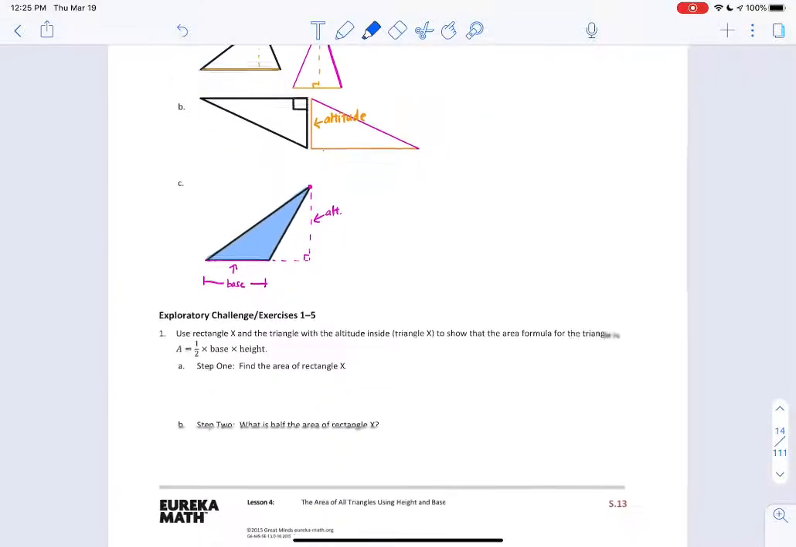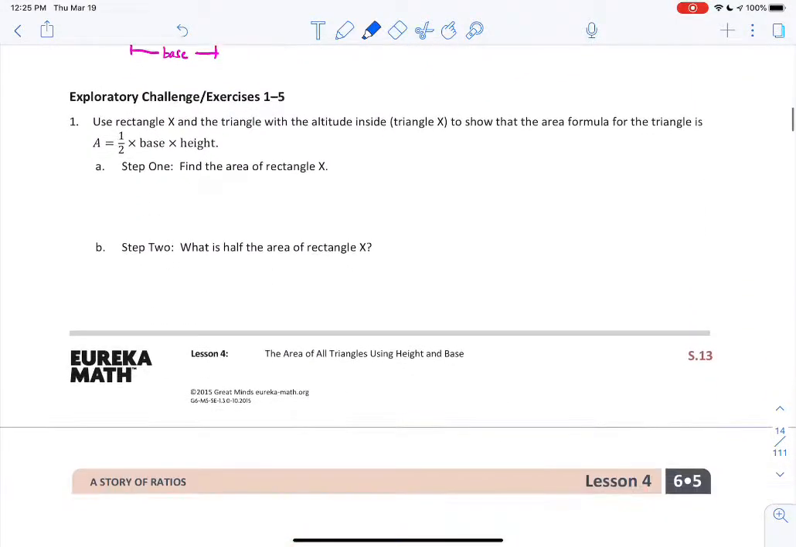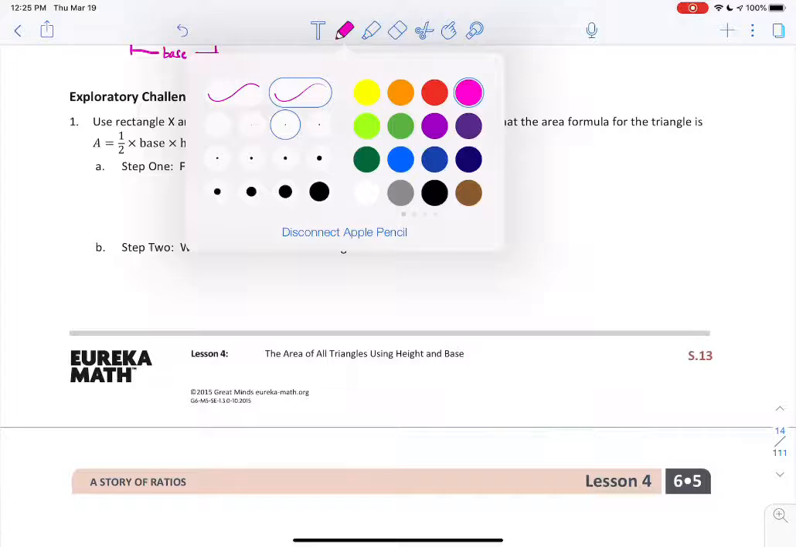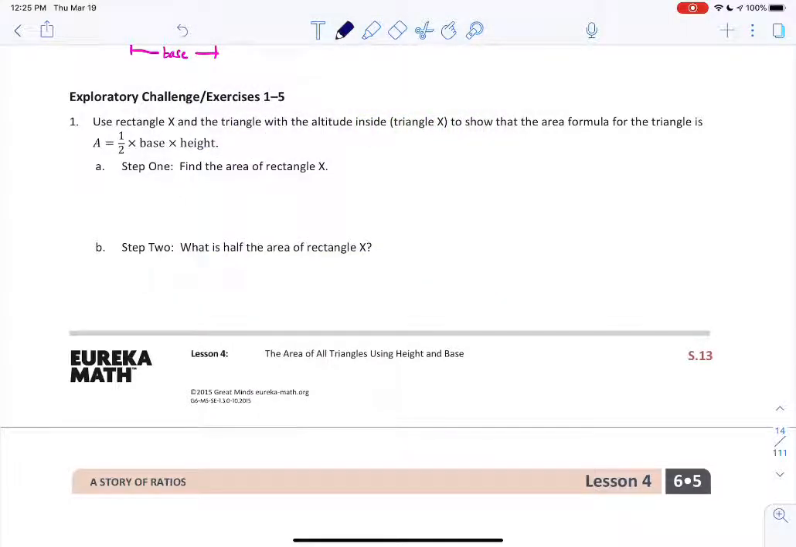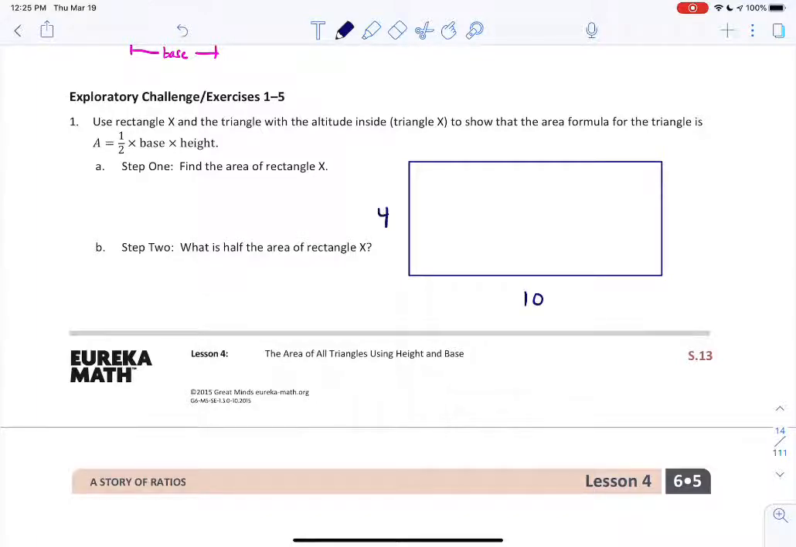Okay, moving on. Exploratory challenge. These exploratory challenge problems, unfortunately, just don't work through these videos. So I'm just going to give you the main ideas that they were talking about in this section. If we start out with a rectangle, and let's say the rectangle has a base of 10 and a height of 4, how would I find the area of this rectangle?